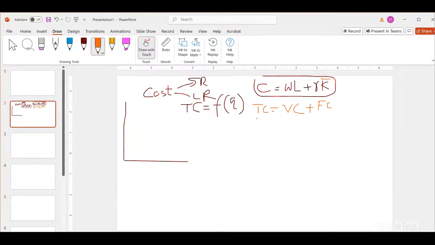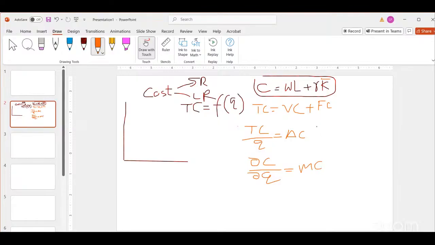Now this total cost divided by quantity, you will get the average cost. The total cost differentiated with respect to quantity, you get the marginal cost.